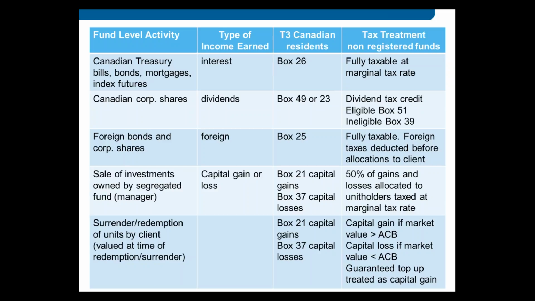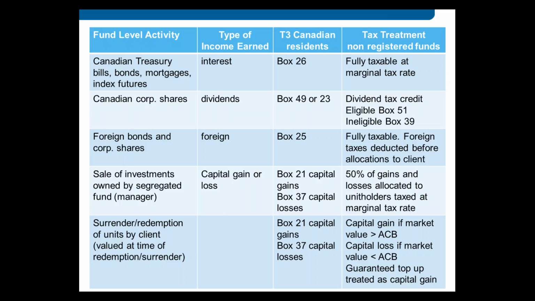Canadian corporation shares can kick out dividends, and those dividends will trigger a dividend tax credit, which will show up in eligible box 51, and if they're ineligible dividends, which most public corporations won't issue, will show up in box 39. Foreign bonds and corporate shares are classified as foreign income. They're reported on box 25. They are fully taxable, and foreign taxes are deducted before the allocation is made to the client.